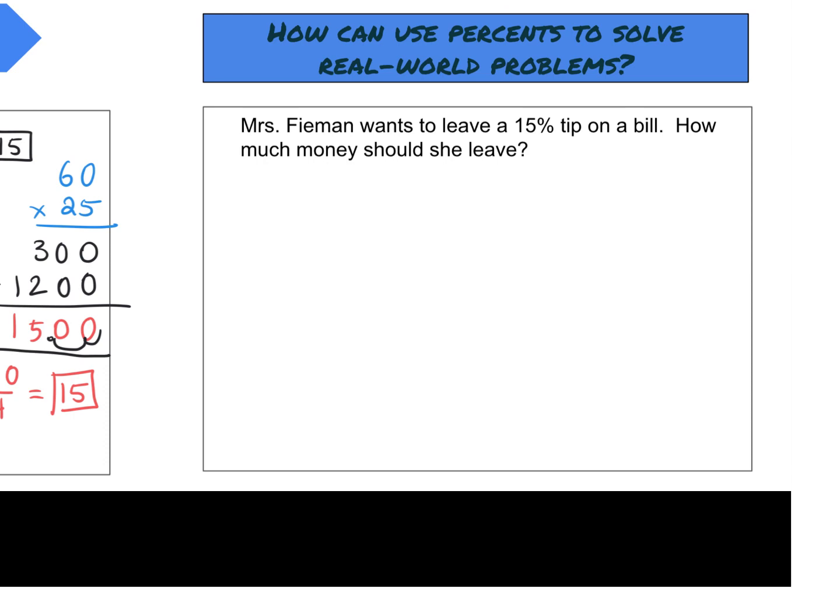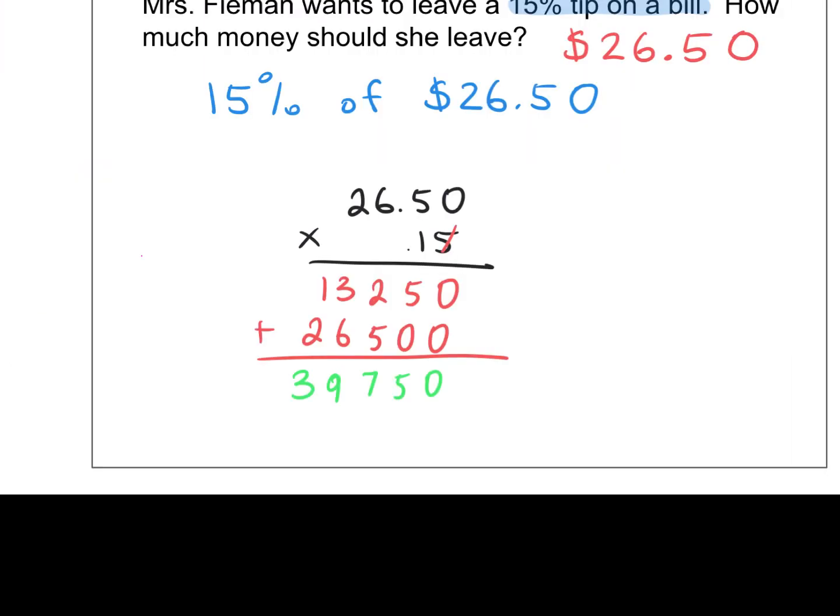Okay, so this next one, I want to leave a 15% tip. My bill, write this part in, is $26.50. How much money should I leave? So remember, this is the same thing. Anytime you're at a restaurant and you're calculating the tip, you're taking a percent of the total. 15% of $26.50. Yep, go ahead, try it. Once you get your answer, remember, put that decimal back in 1, 2, 3, 4 spaces.